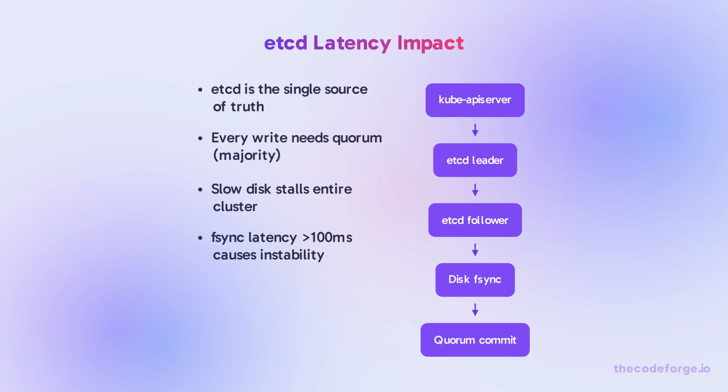etcd is the distributed key-value store backing Kubernetes. Every write must be committed to a majority of nodes before it's durable. When fsync latency exceeds 100 ms, watch timeouts and leader elections cascade. At 800 ms, the cluster enters a death spiral.